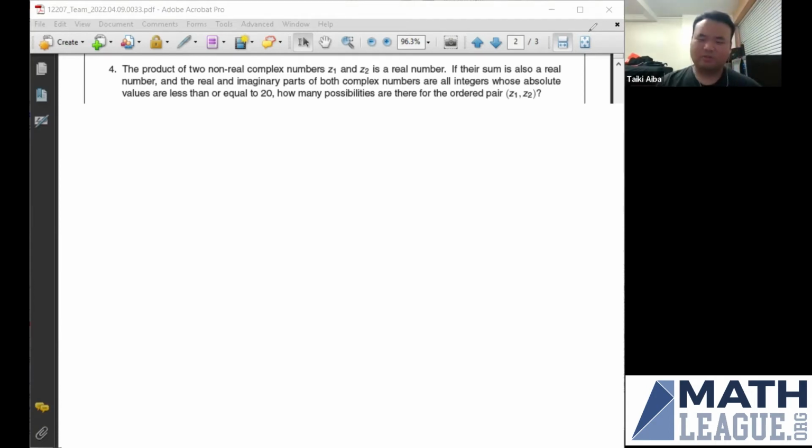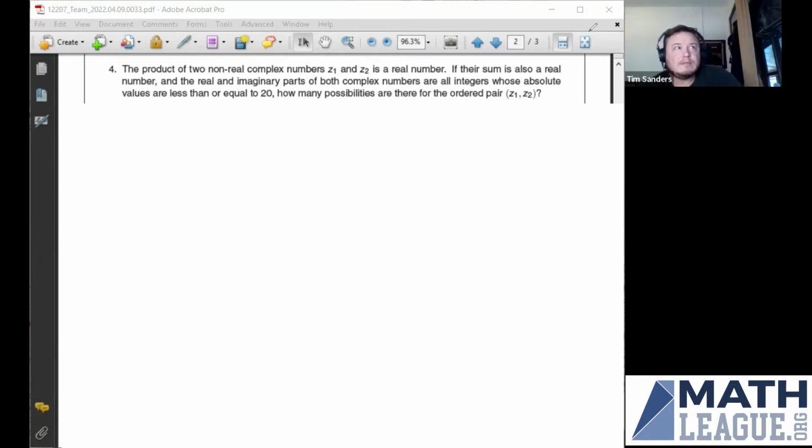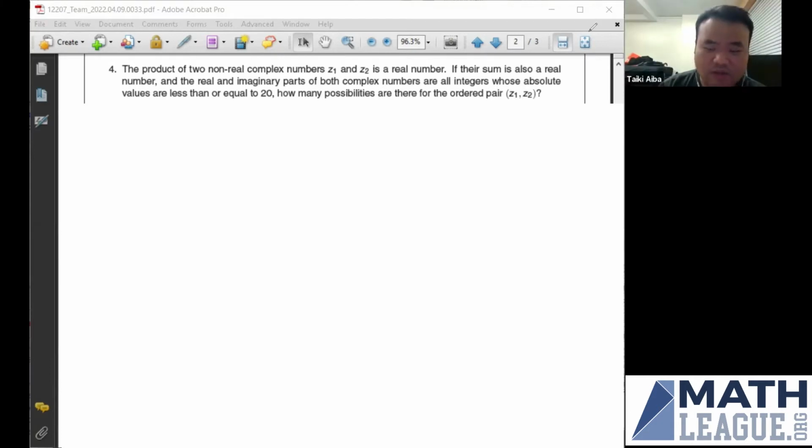Well, if the product and the sum are real numbers, then I'm thinking about the argument in the complex plane, the angle formed from the real axis to the complex number, has to be 0 or pi. The sum of the angles has to be 0 or pi, right? If their sum is a real number, then the angle that the sum forms with the real axis should be 0 or pi.